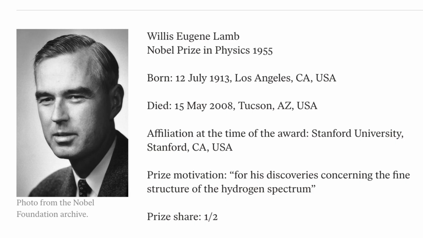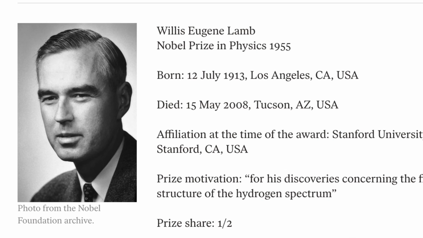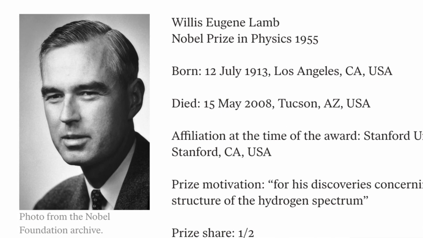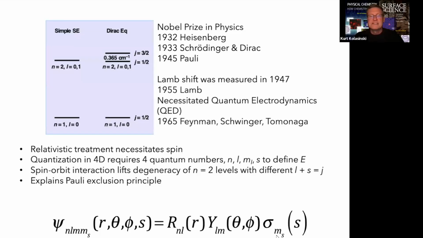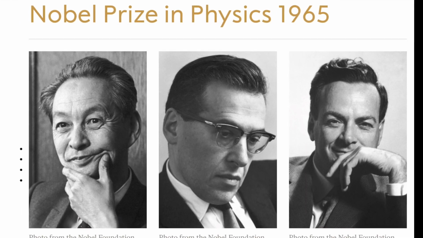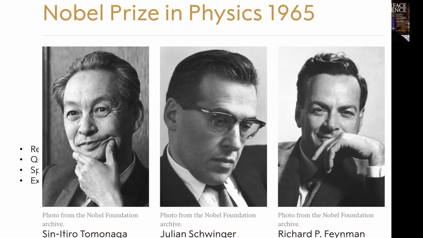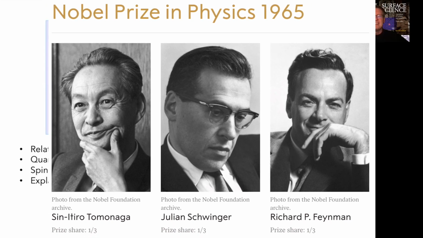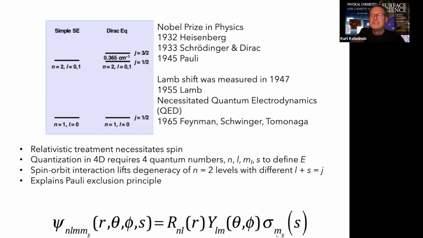And then the spectroscopy gets better. In 1947, Lamb and Rutherford measure the Lamb shift. In 1955, Lamb gets the Nobel Prize for having found that, and this necessitated the introduction of quantum electrodynamics, QED. That would successfully be done by Feynman, Schwinger, and Tomonaga. And in 1965, Feynman, Schwinger, and Tomonaga would get the Nobel Prize for their development of quantum electrodynamics.